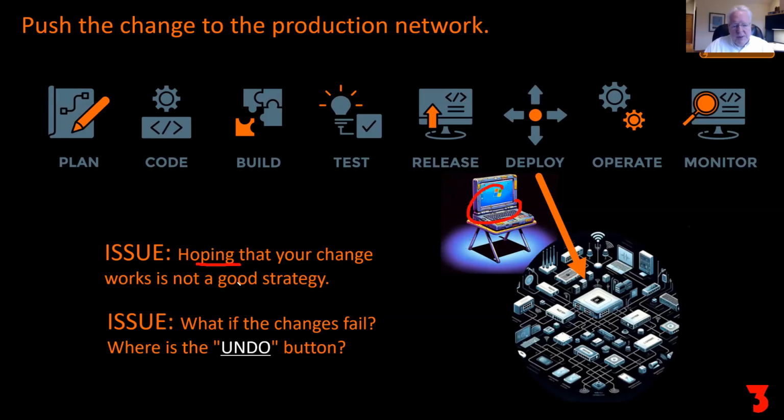Now, as I said, hoping is not a good strategy, but that's kind of what we're doing, because we went on a test network that wasn't exactly like the production network. Now we're pushing a change into it, and we're going to hope that it works. And if we did our homework, we at least have a form of an undo button where we can roll back if we need to.